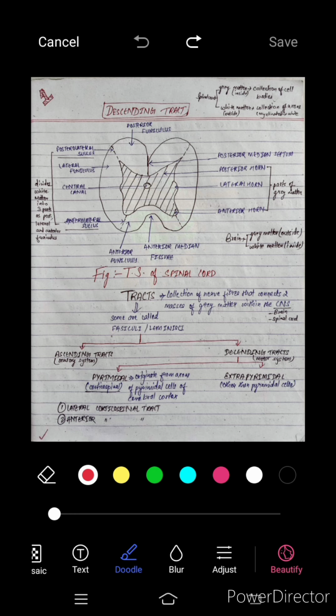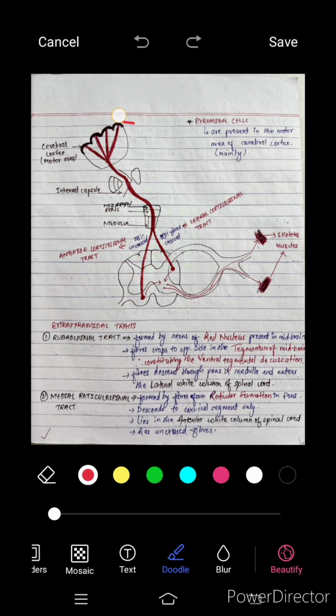Pyramidal tract is also known as corticospinal tract, which originates from axons of pyramidal cells of the cerebral cortex. And the extrapyramidal tract originates from cells other than pyramidal cells. So the pyramidal tract is divided into the lateral and anterior corticospinal tract. Let us see this figure. So this is the motor area of the cerebral cortex.